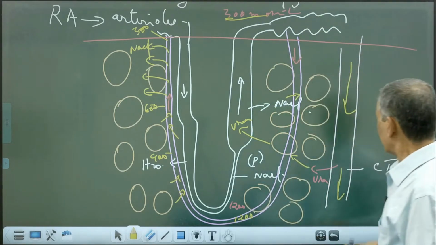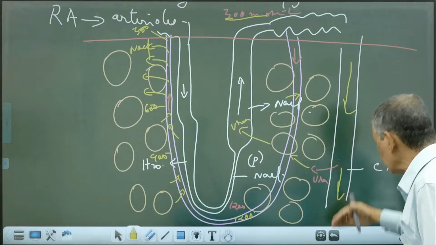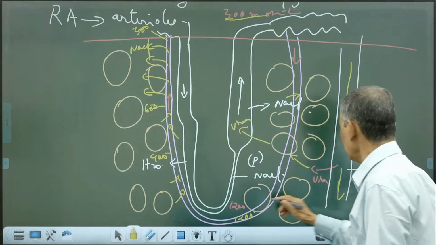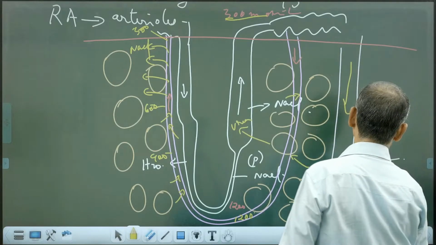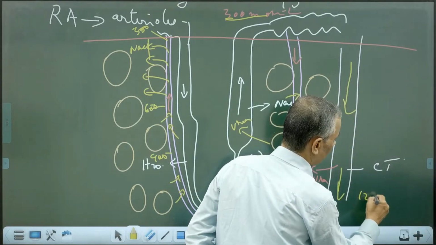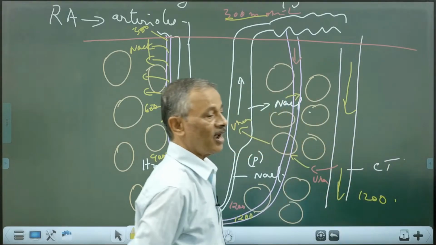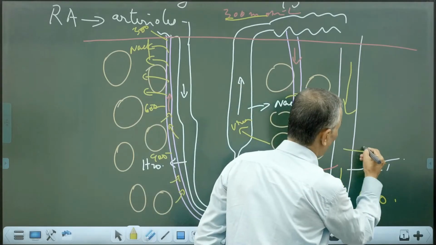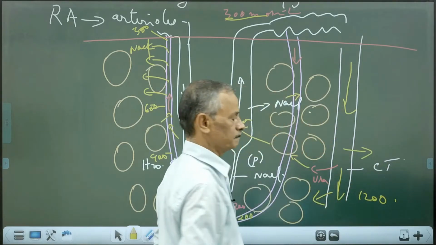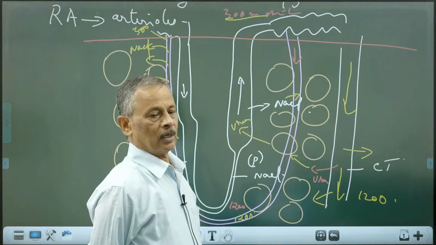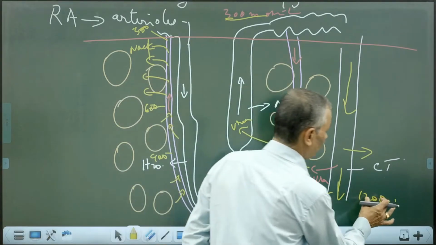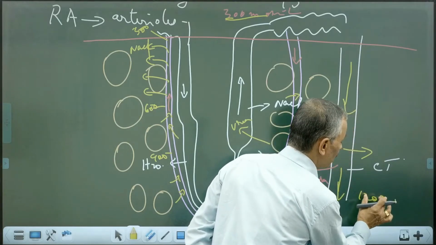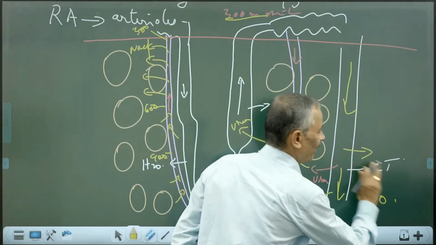Now understand, as water is flowing through the CT, through the medullary interstitium, outside the CT, the concentration is very high. Medullary interstitium is having a high salt concentration. So because of that, it will be absorbing water till the concentration of the urine inside and the medullary interstitium outside become equal.